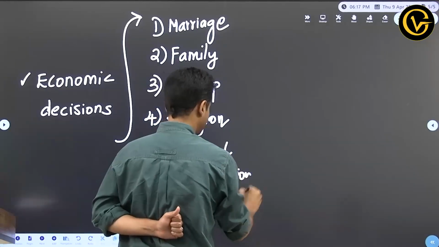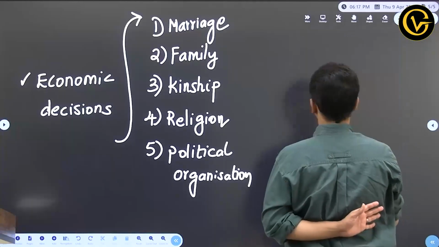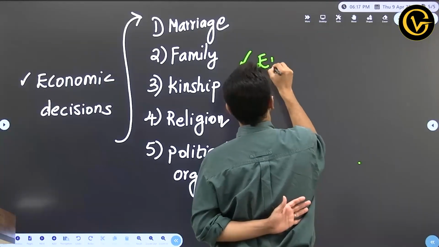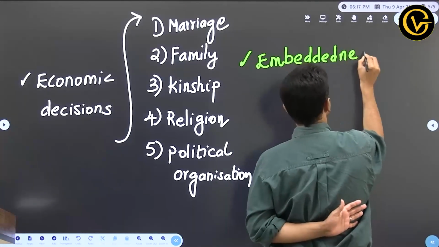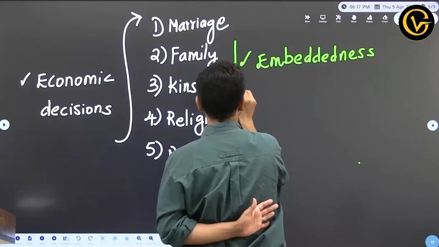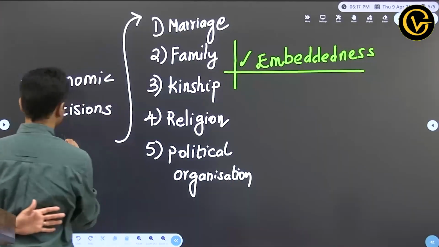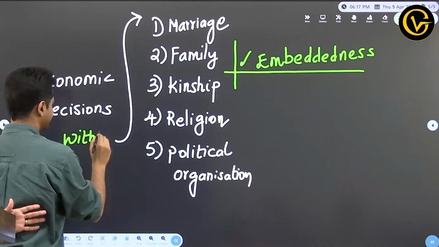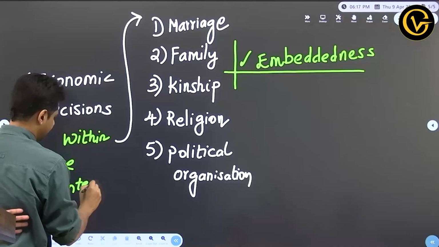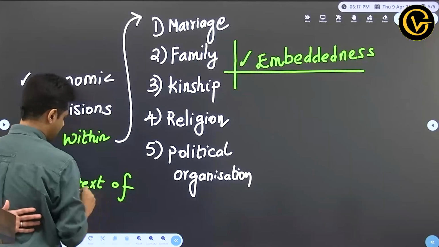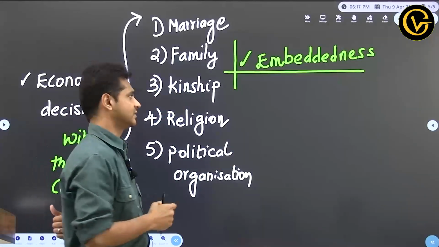So there is a beautiful term we use called embeddedness. So what is this embeddedness? Embeddedness is nothing but economic decisions are often taken within the context of other social institutions.